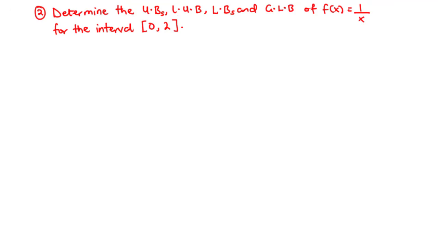So, for example 2, we are going to determine the upper bounds, the least upper bound, lower bounds, and the greatest lower bound of this function f of x equals 1 over x for the closed interval 0, 2. Now let's try to solve this question. First of all, let's determine the domain of this function. Fixing 0 into this function, you have 1 over 0, and that is undefined.